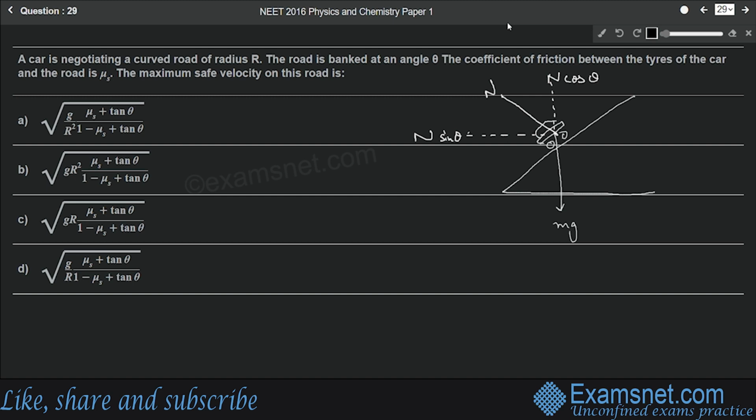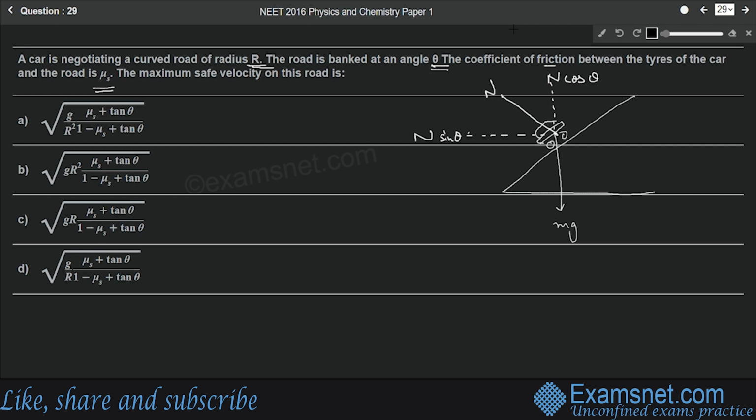Now question number 29 is from the chapter Friction, and the question is, a car is negotiating a curved road of radius r. The road is banked at an angle theta. The coefficient of friction between the tires of the car and the road is mu s. The maximum safe velocity on this road is.